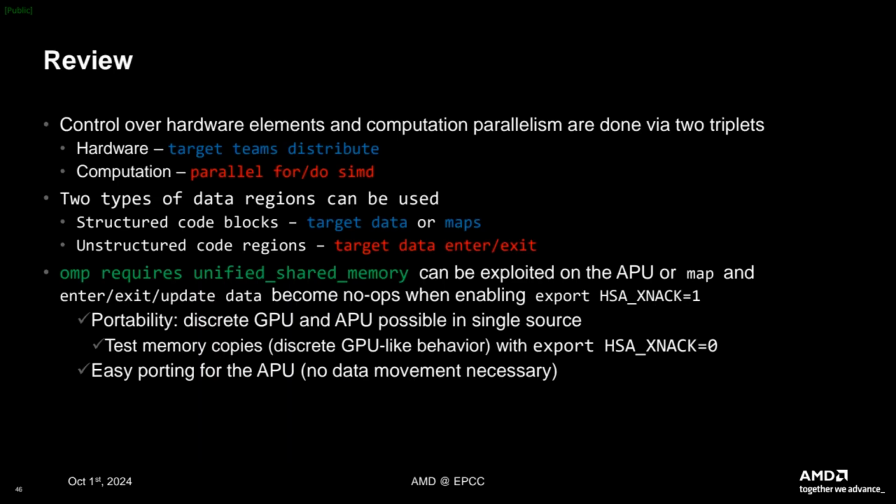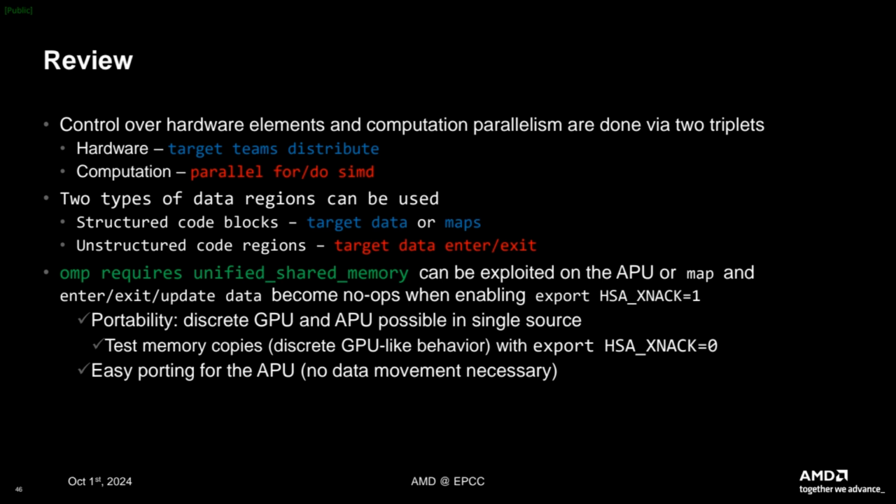So to review what we learned so far, to move the computation to the GPU hardware, we use target teams distribute. And then to parallelize the computation, we use parallel for, or in Fortran do, SIMD, like on the CPU when you introduce parallelism. There are two types of data regions, either a structured block with target data or maps for each individual kernel. And you can have unstructured data regions with enter and exit data, and, important also, update. I didn't put it on the slide here, but update is also important if you want to make use of this unstructured data management.